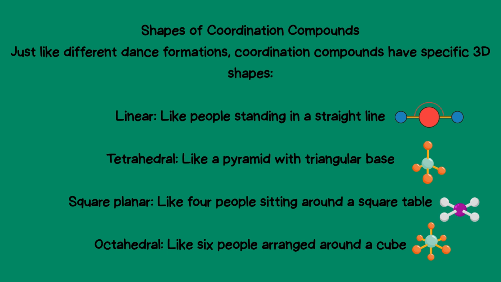Shapes of coordination compounds. Just like different dance formations, coordination compounds have specific 3D shapes. Linear, like people standing in a straight line. Tetrahedral, like a pyramid with triangular base. Square planar, like 4 people sitting around a square table. Octahedral, like 6 people arranged around a cube.